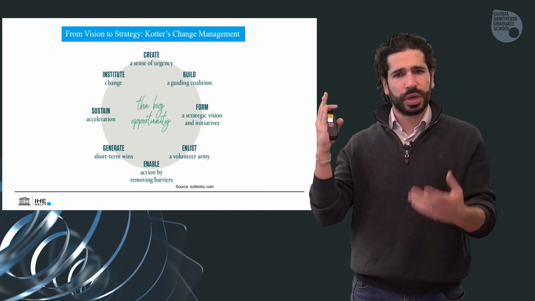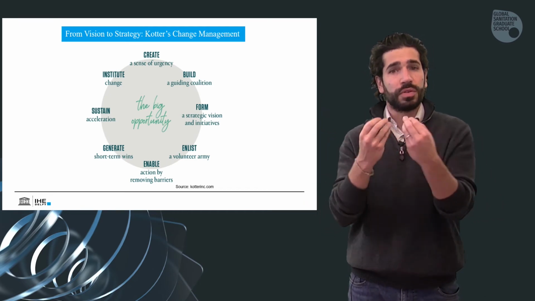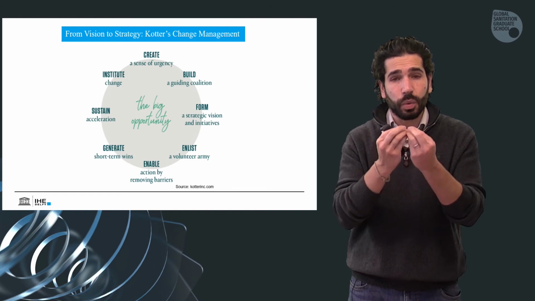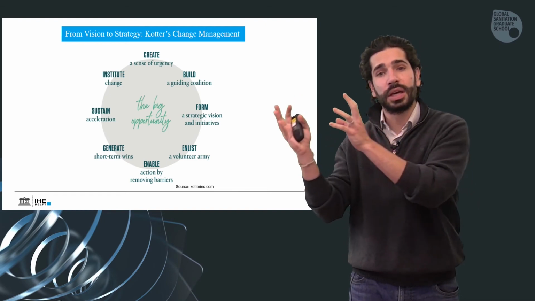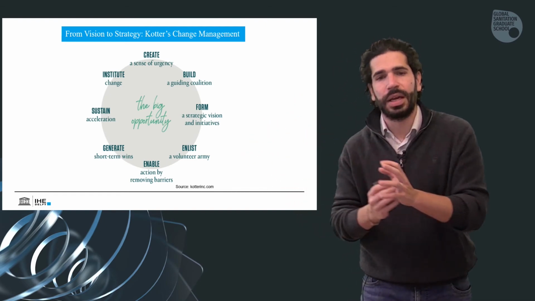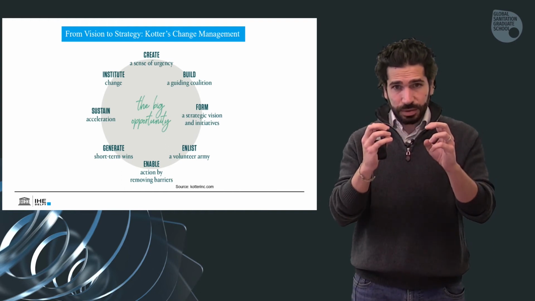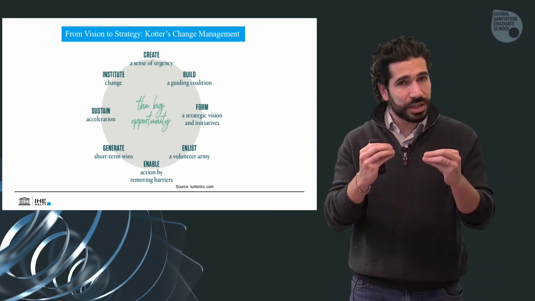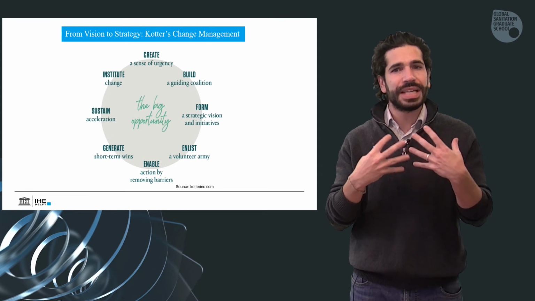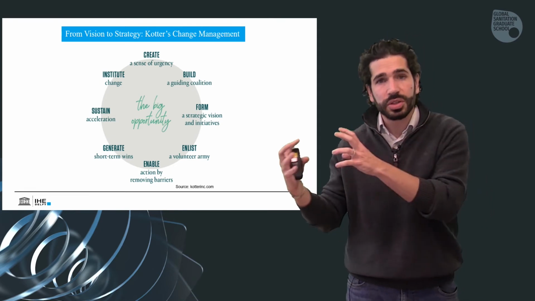So we start with creating a sense of urgency. So obviously this is the sense that you want to create within a group of people, which will be your coalition. The sense of urgency is what you feel, what is driving you to create this vision. What is it that you can communicate about that urgency to this coalition?